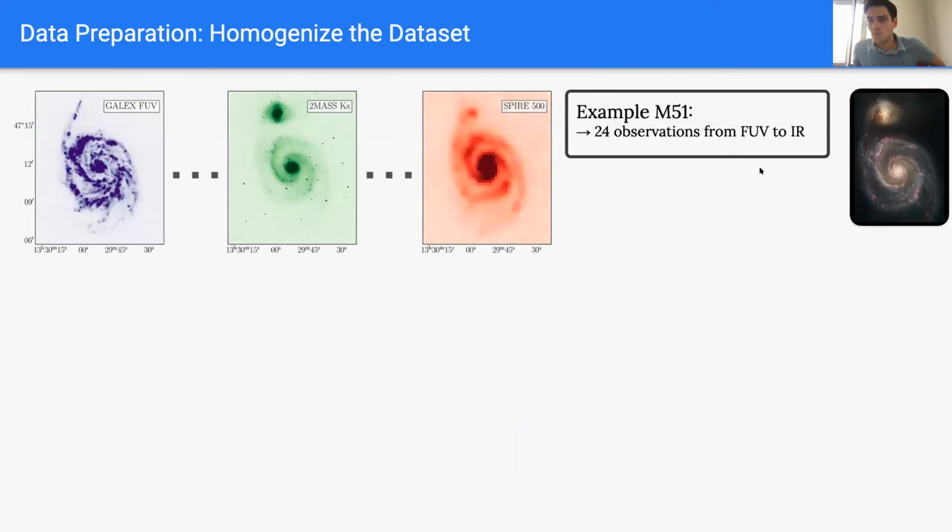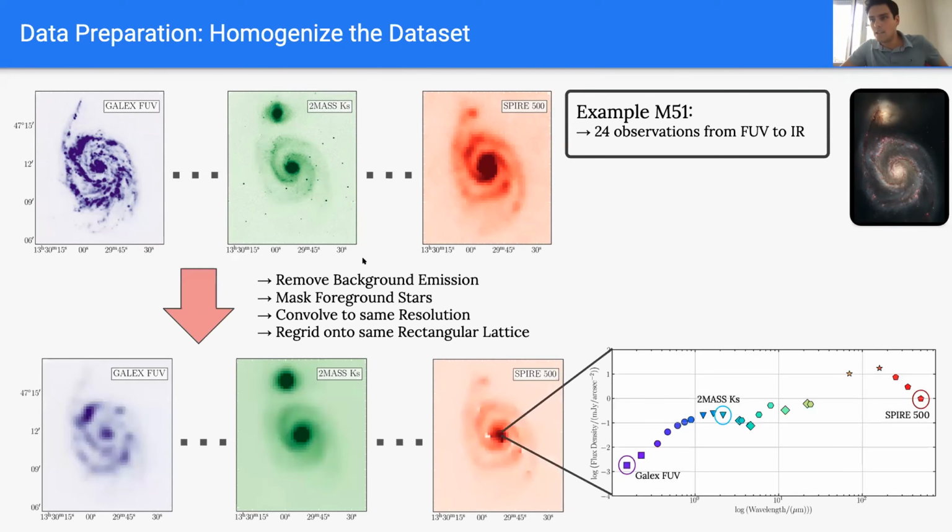The first challenge was to go from a multi-wavelength heterogeneous data set to a homogenized data set. So here, as an example for M51, we had 24 observations reaching from the far ultraviolet up to the infrared. And so already here you see the differences. For example, we have higher resolution bands, lower resolution bands. We have foreground stars. We have a coarser width. And so the goal to really have an SED per pixel, we need to homogenize it. So that is the goal you see here down below.